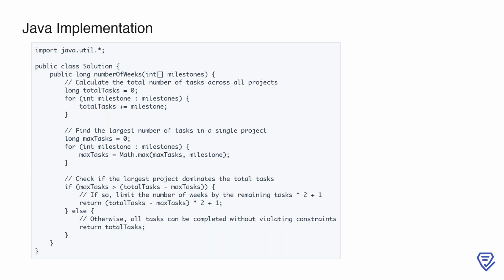This is the Java implementation for LeetCode problem number 1953, maximum number of weeks for which you can work. The logic mirrors the provided Python solution, with the same steps to calculate the total tasks, find the maximum task count, and determine whether the dominant project limits the number of weeks. Key differences include the use of explicit type declarations for variables and loops in Java, as well as Java's Math.max for calculating the maximum value.